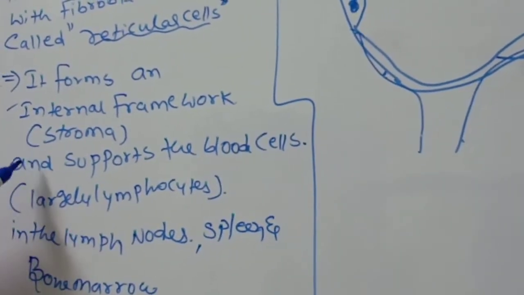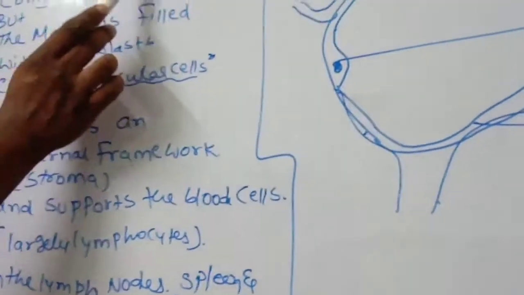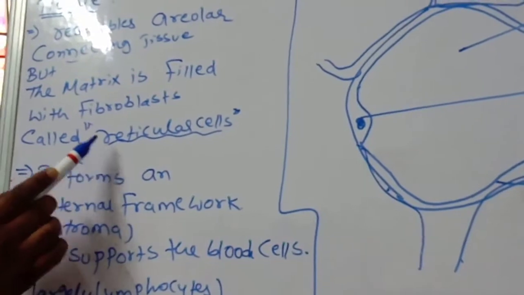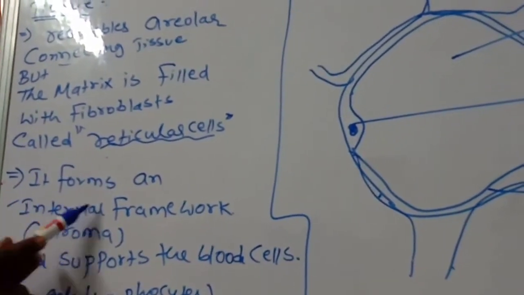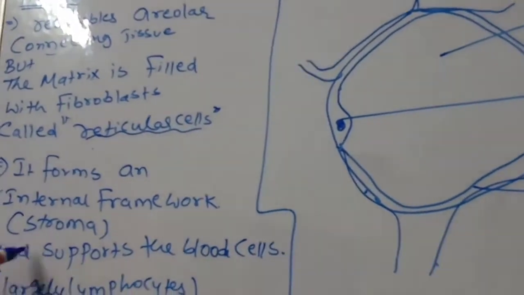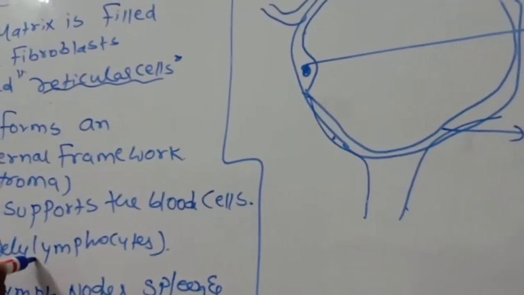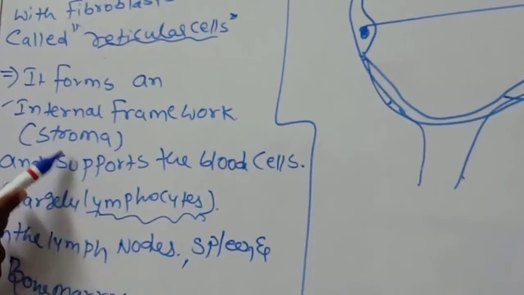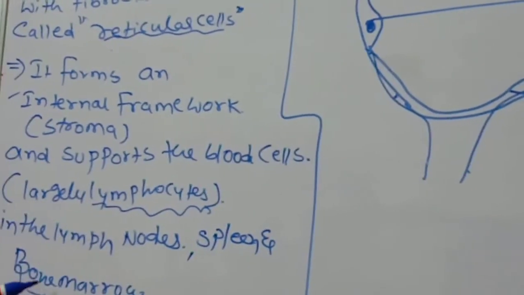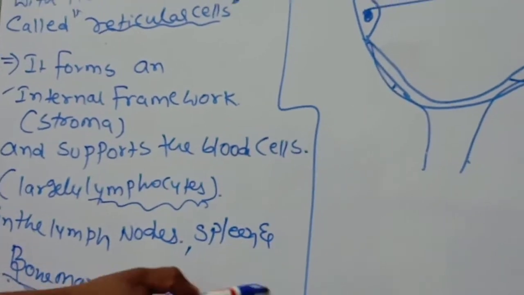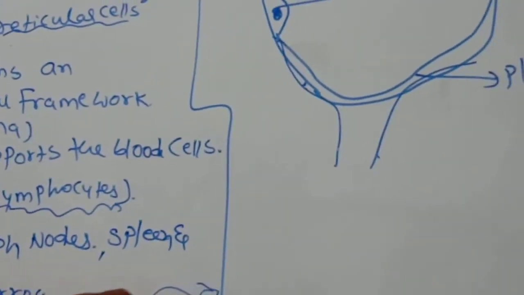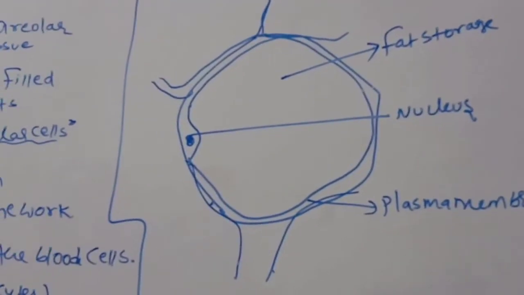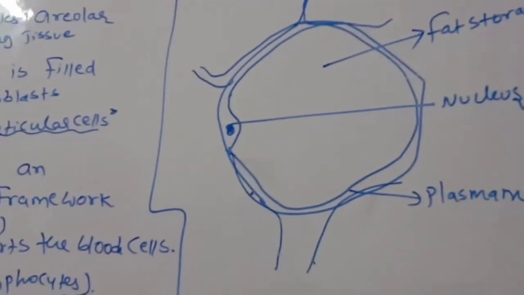These are very important functions. It resembles areolar connective tissue, but the matrix is filled with fibroblasts or reticular cells. It forms the internal framework, stroma, and supports the blood cells, which are lymphocytes, B cells and T cells. Lymph nodes, spleen, and bone marrow are all very important structures. That is reticular connective tissue.